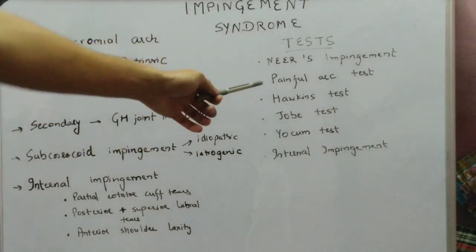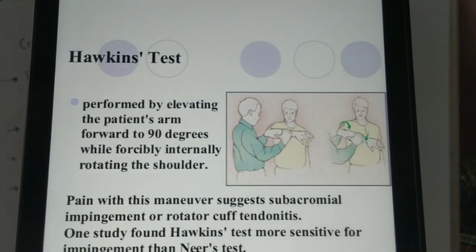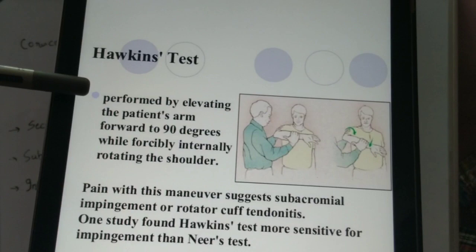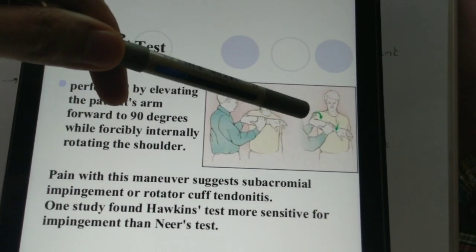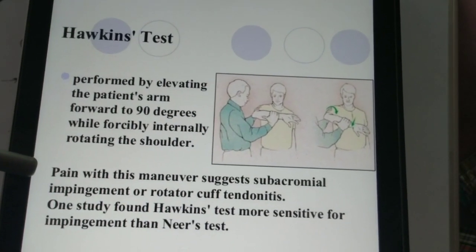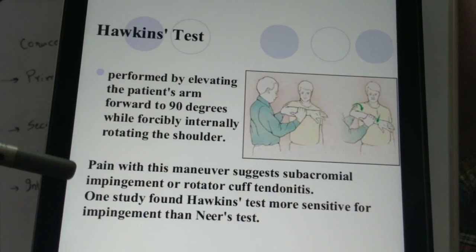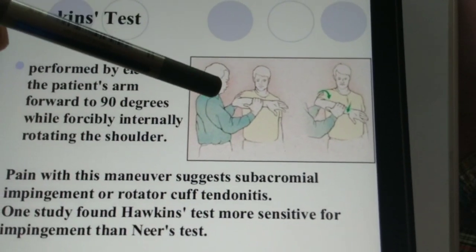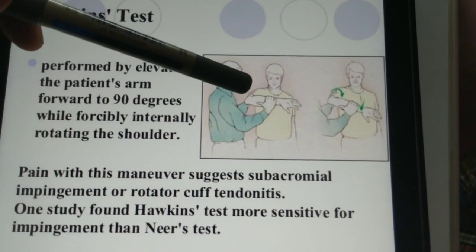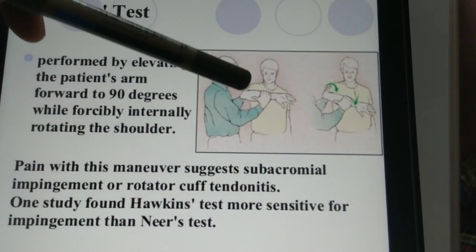Then we have the Hawkins sign. Hawkins sign is the forceful internal rotation of the shoulder. It is performed by elevating the patient's arm forward to 90 degrees and then forcefully internally rotating the shoulder. This maneuver again causes the impingement of the supraspinatus tendon in the subacromial arch, leading to the subacromial impingement and pain. So we go for the forceful internal rotation of the shoulder when the patient's arm is at 90 degrees of forward flexion.